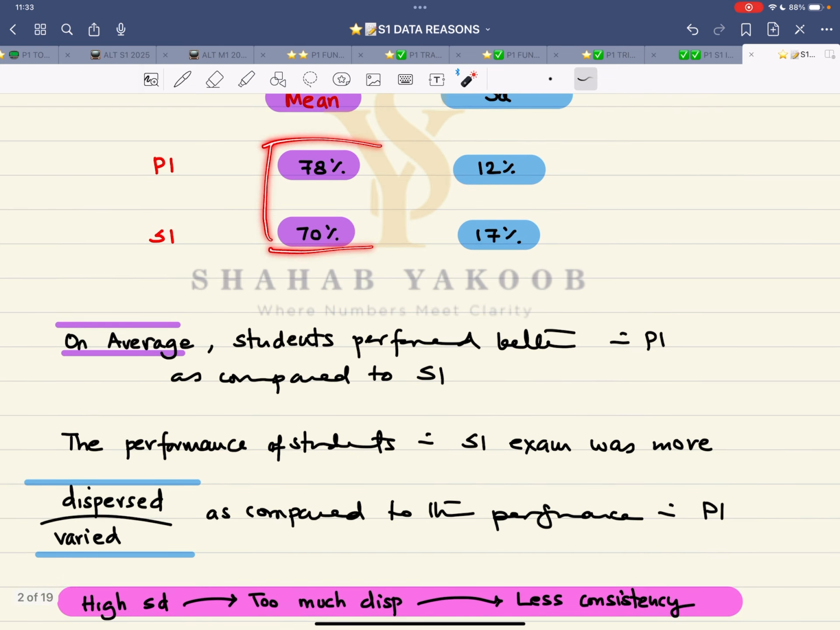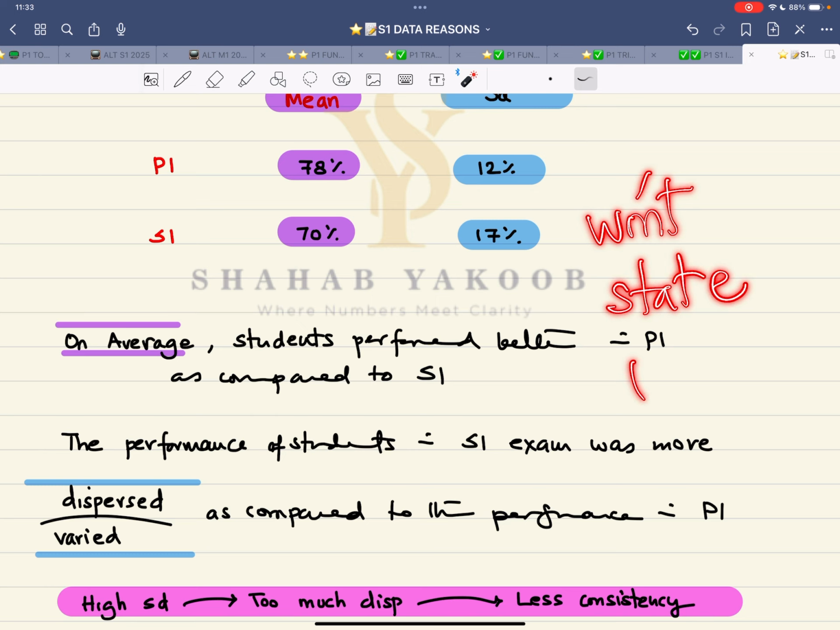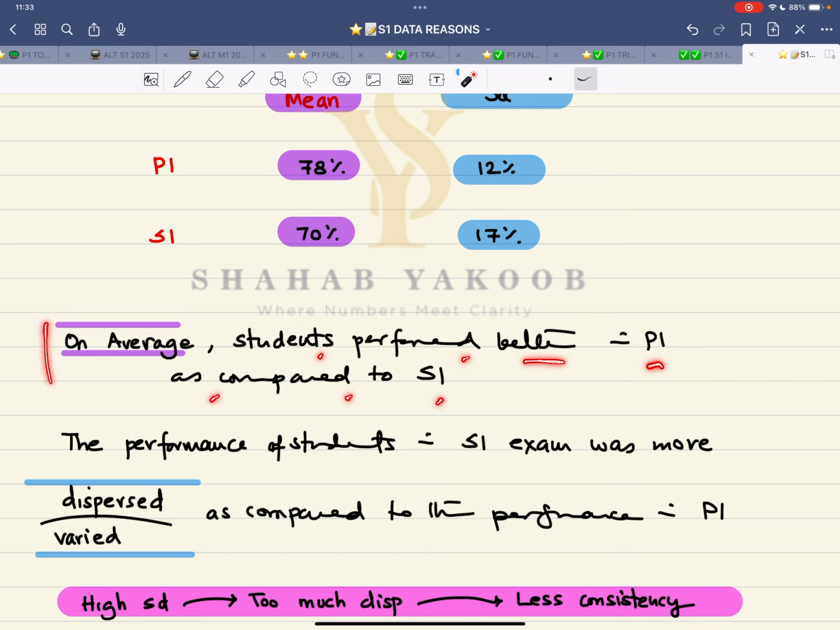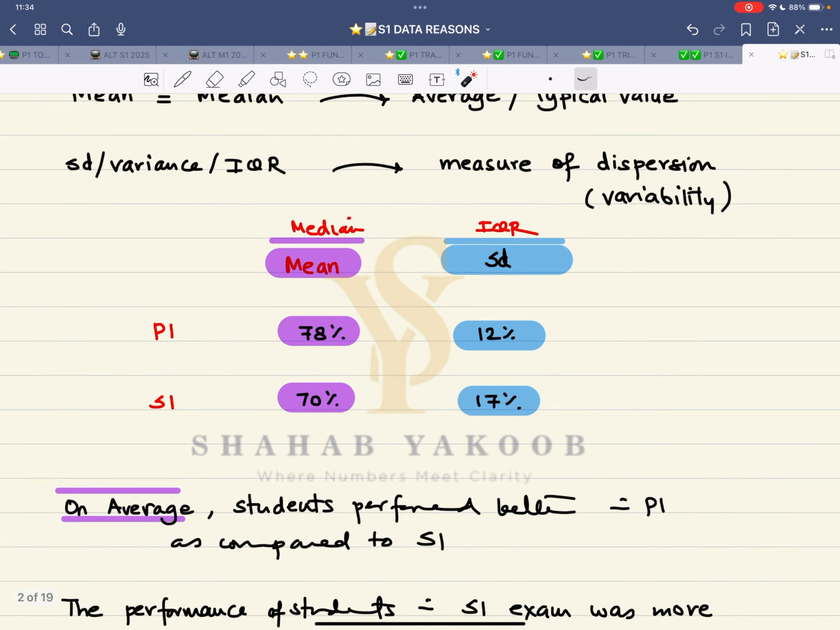Now, when I'll compare these two, I won't say one is higher, one is lower, because we won't state the obvious. Remember my words, we won't state the obvious. You have to write in the context of this question. So we would say on average, students performed better in P1 as compared to S1. When the examiner looks at the wording of on average, he would think that we are talking about mean, or median. So for right now, on average, it refers to mean and median.